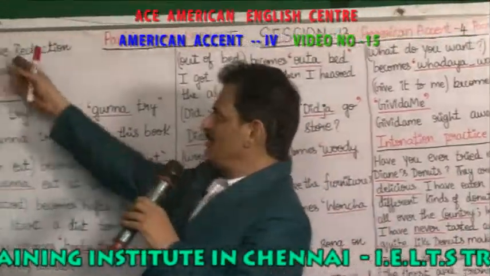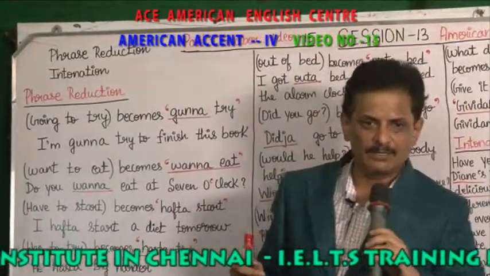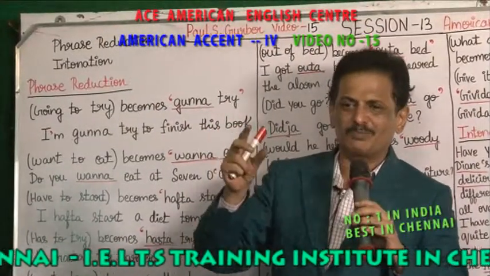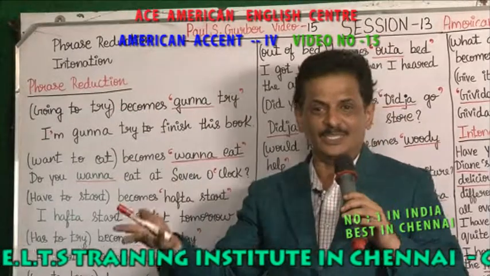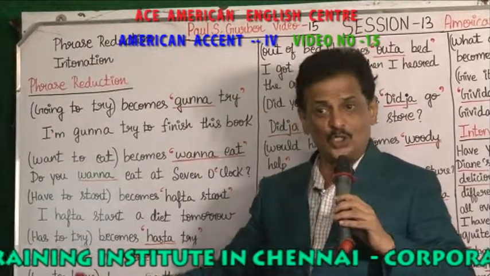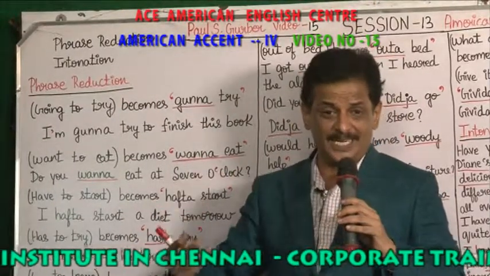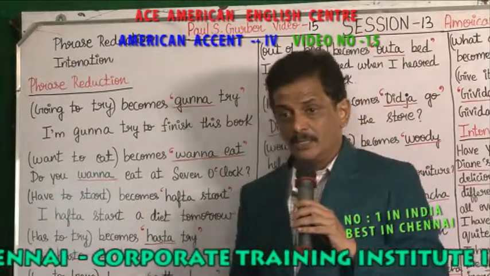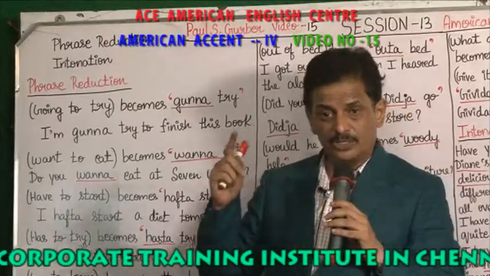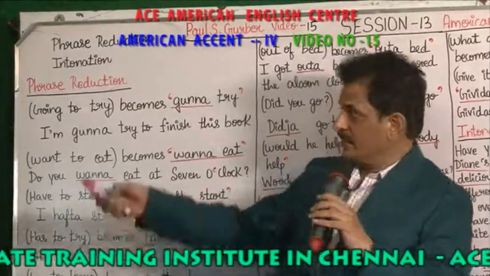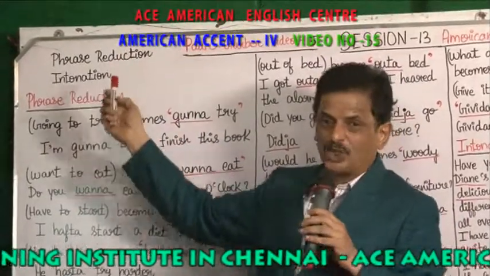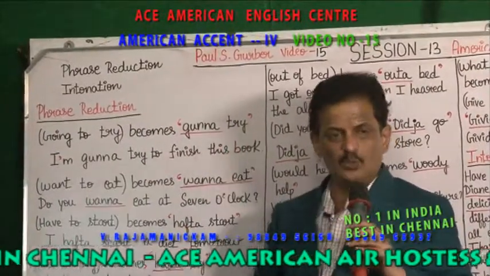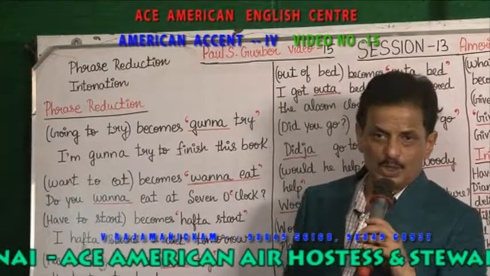Dear friends, what do you mean by phrase? Two or more words, maybe 5, 6, 7, 8 words, all joined together to give a meaning, but not complete sense. A group of words joined together to give a meaning, but not a sense. So it is called a phrase. Phrase reduction means when words are joining together, certain words are stressed, certain words are not stressed.